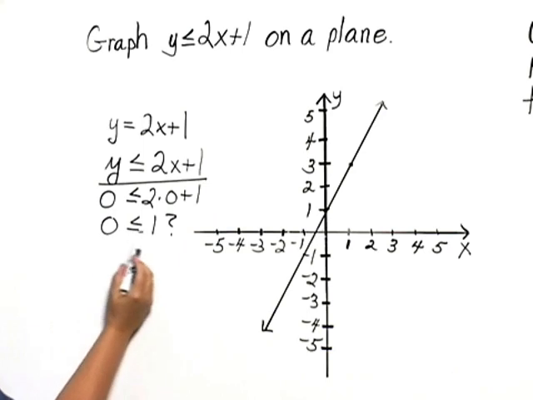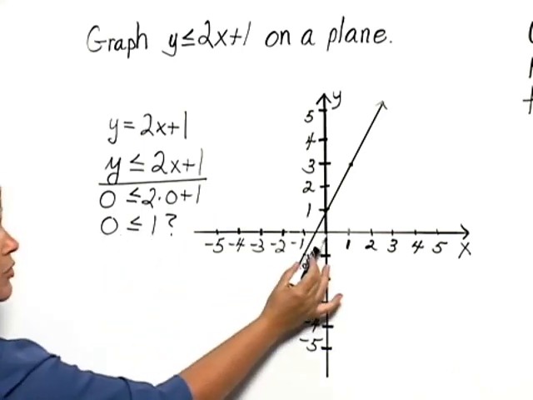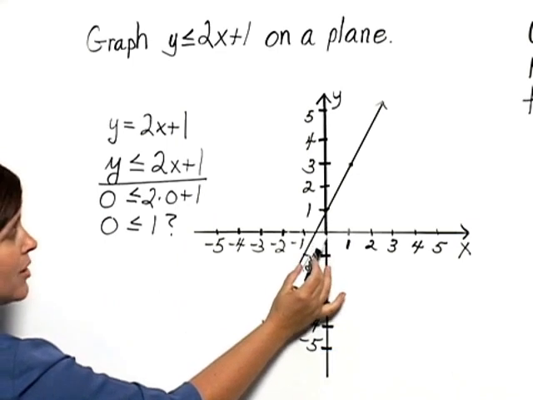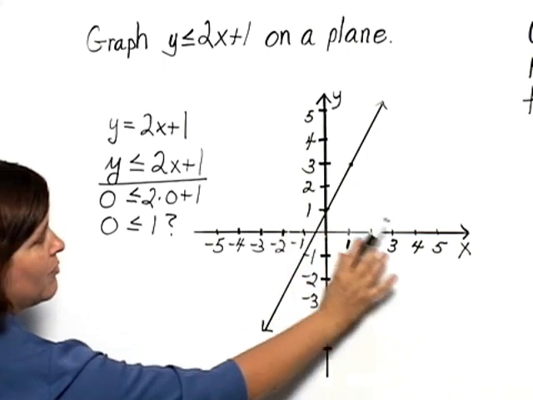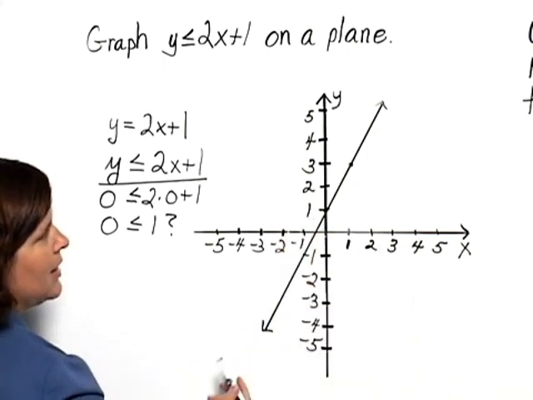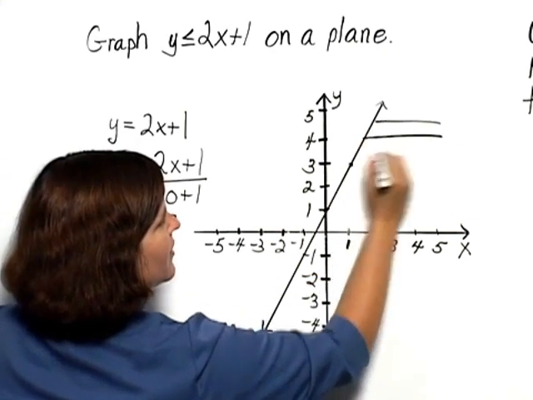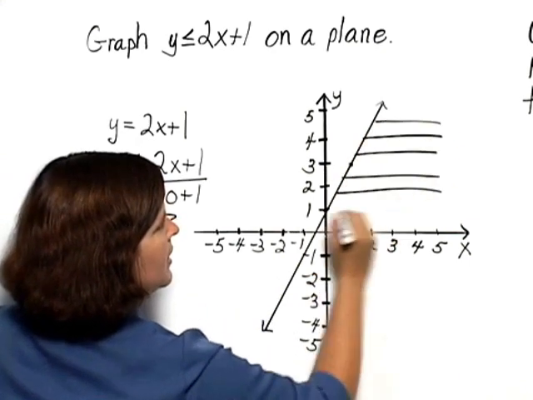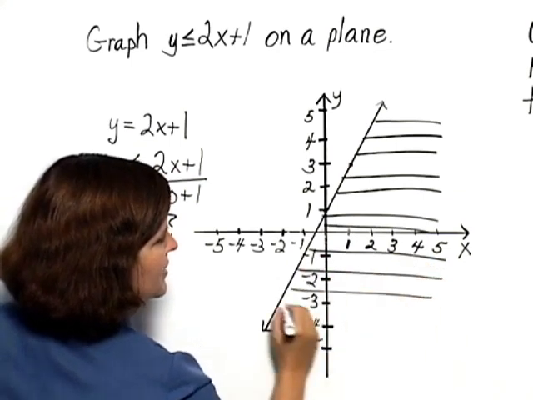Yes, since 0 is less than or equal to 1, this is a true inequality, which means that the point (0, 0) is part of the solution set. Since this is part of the solution set, the whole half plane that contains it is the solution set. So we can shade that, mark that somehow. And the graph of the inequality is the solid line plus this half plane.